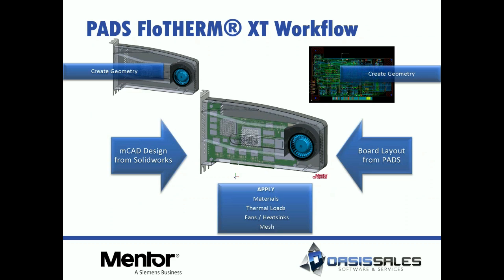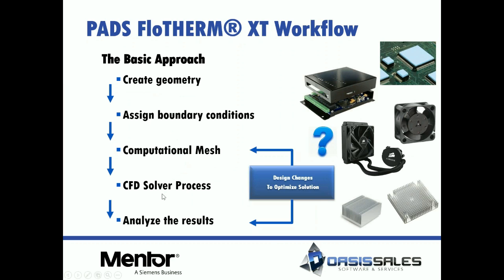So what's the workflow going to look like today? Well, we're first going to be pulling in some of our geometry from PADS, i.e. our PCB that's been designed and routed. We're then going to import some of the mechanical assemblies. So maybe from your mechanical team, you'll be requesting things like heat sinks and fans and enclosures. We'll be putting that all together, and then we need to apply, for example, materials, heat loads, fans and heat sinks. We're going to be talking about meshing. Okay, then we're going to be solving the equations, the CFD solver. We're going to analyze the results, and then we're going to make design changes to optimize the solution.